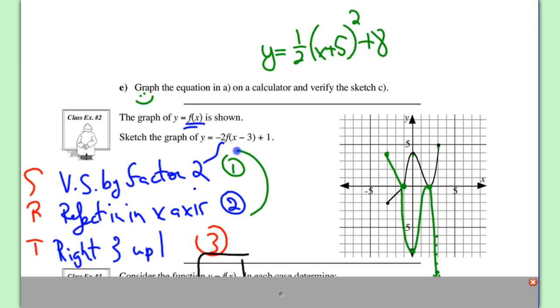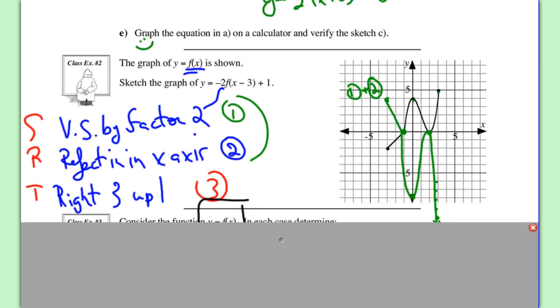Okay, so keep in mind, this is the graph of 1 and 2 done. So it's the stretch and reflection done. And now I simply have to move right 3 and up 1. So to protect my head from getting too overwhelmed, I'm just going to draw crosshairs. 1, 2, 3, and up 1. So there's my new crosshairs.